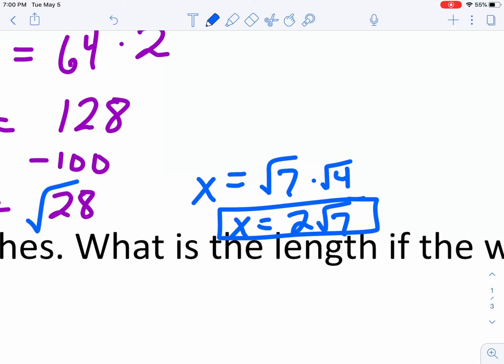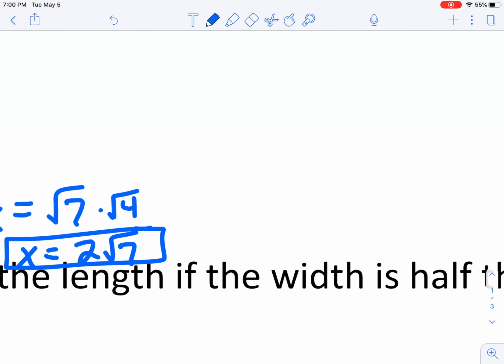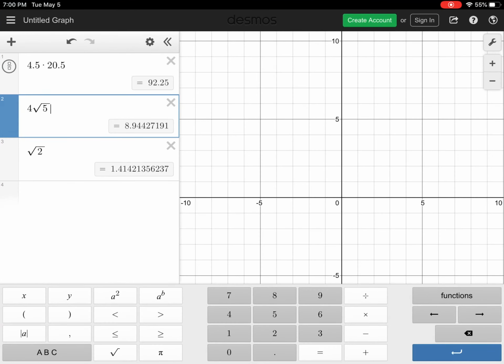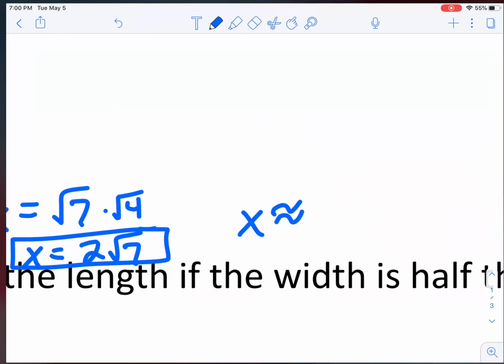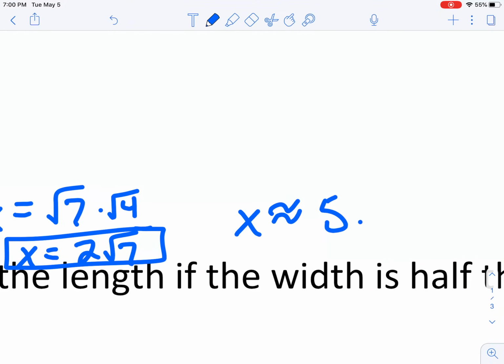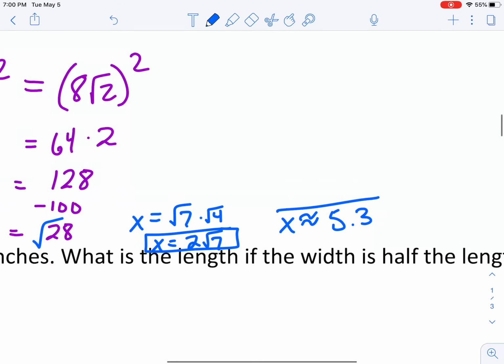That's the exact solution. And the approximate is 2 radical 7, which is 5.29, or about 5.3. So that's the approximate.